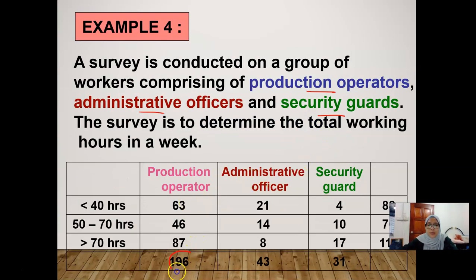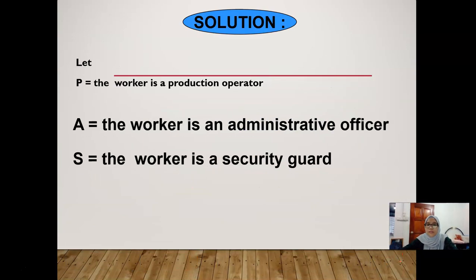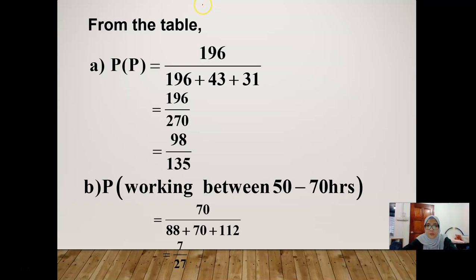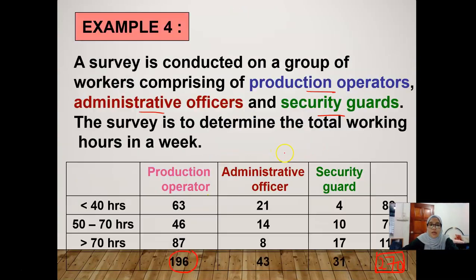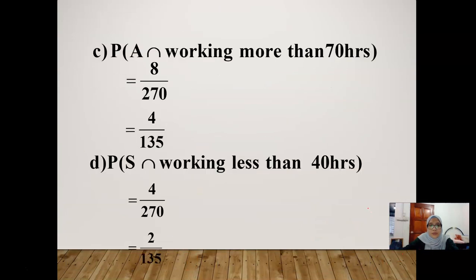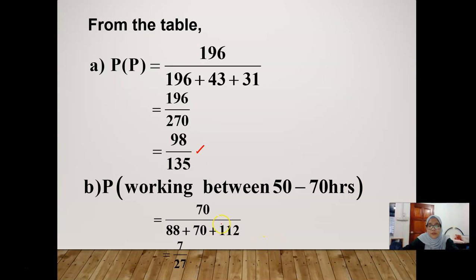Production operator, this one, 196 divided by total. What is the total here? Add on 196 plus 43 is 270. So this one is 196 over 270, and then you simplify. Then the workers who work between 50 to 70 hours. This one, 50 to 70 hours. The workers are 70, so 70 over 270.